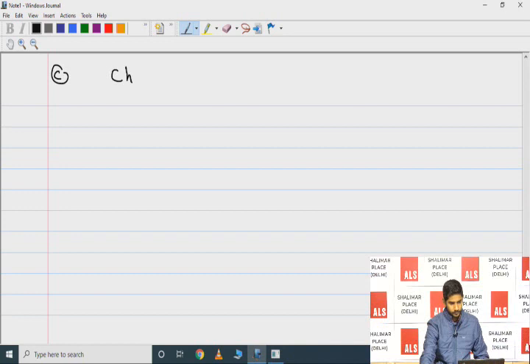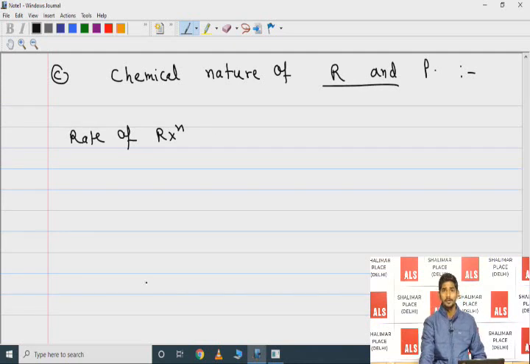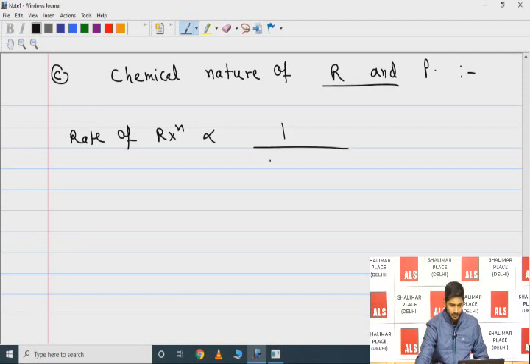See, chemical nature of reactant and product. See, rate of reaction. Obviously, if reactant is unstable, it means its reactivity will be very high, and reactivity high means rate will be high. Okay. So, what can I say, that for the reactant it is inversely proportional. Stability of reactant.